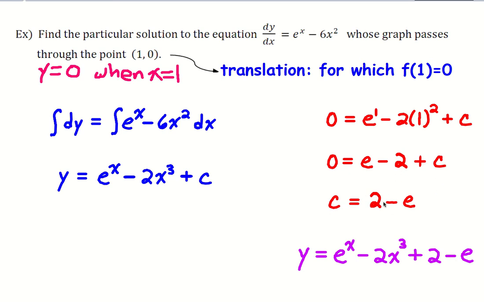Now, you could approximate this, but it's best to leave it exact. So yeah, 2 minus e is what we're going to call c. We're not going to approximate this. And so now you can take the c value and plug it in for the c to get your final particular solution, just like this. And that will actually do it for section 2.1.